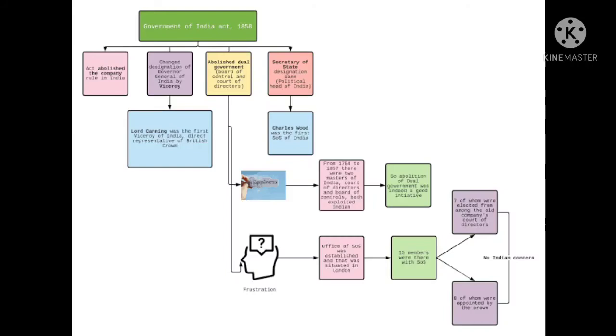By the Act of 1858, a minister of the British Cabinet was appointed to manage affairs in India. He was called the Secretary of State. He was to be assisted by an advisory body called the Indian Council. The Act of 1858 also made changes in the functioning of the government in India. The government of India would be headed by the Governor General.